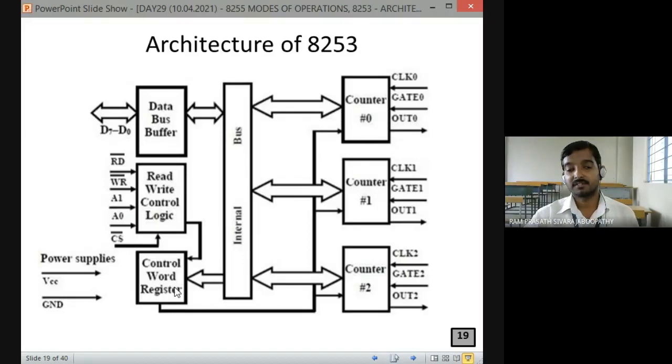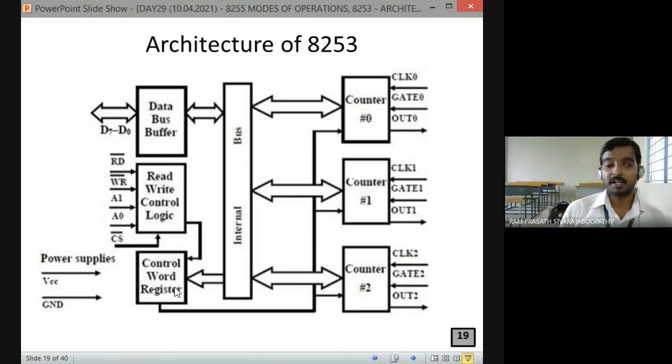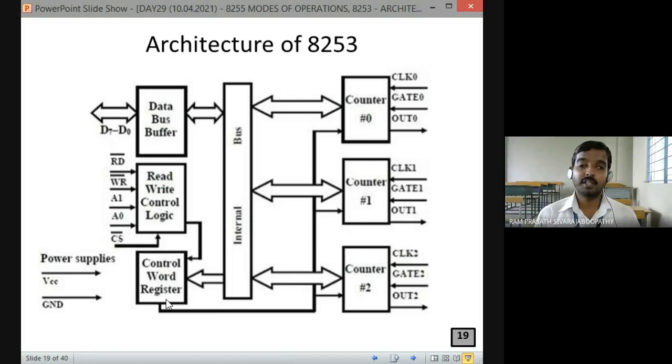Control word register. Fine. Here in the 8253, we have the control word register. The 8-bit information that I write into this control word register is what we call the control word. To hold that control word, this register is used. That's why it is called the control word register. Based on the control word I am writing, the counters are getting configured in different modes of operation.